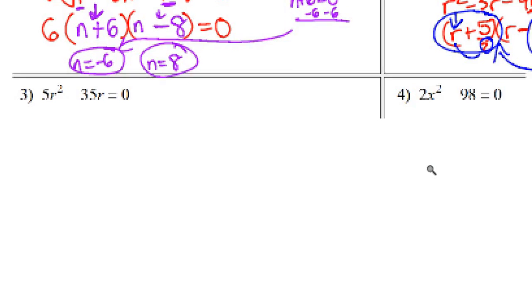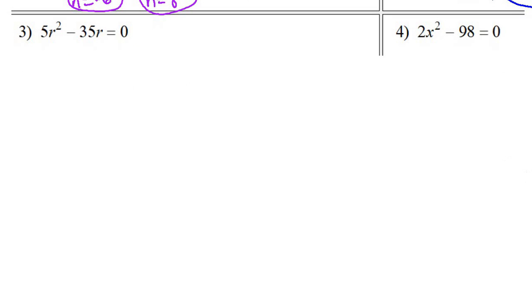These are both already in standard form because they're equal to 0. And then the other thing is we always look for a greatest common factor. And if you look at these numbers, 5r squared and 35r, they both have a 5 that goes into them, and they also both have an r that goes into them. So we need to factor that out. Okay, then we'll divide by 5r from both sides.